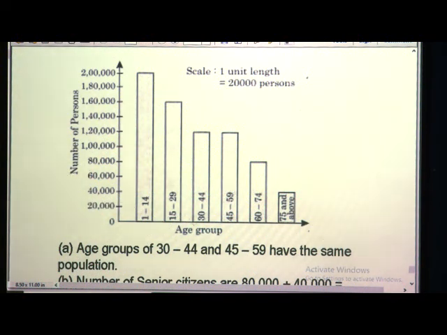okay. And here we have the age group. Now, we can see 1 to 14 age group, how many people? 2 lakh people. 15 to 29 age group, how many people? 1,60,000. And 30 to 44 age group, we have 1,20,000. Then 45 to 59 age group, again we have 1,20,000. Then 60 to 74 age group, we have 80,000, and 75 and above age group, we have 40,000.